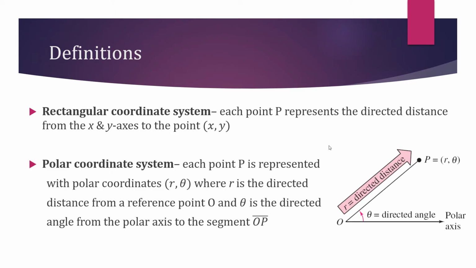In the polar coordinate system, each point P is represented with polar coordinates r comma theta, where r is the directed distance from a reference point O, and theta is the directed angle from the polar axis to the segment. So r tells you how long this segment is, and theta tells you how far this angle is to get you to the point P.